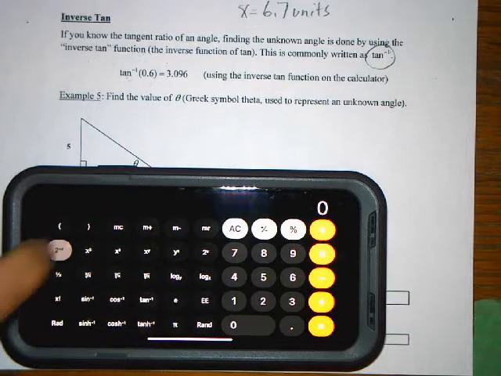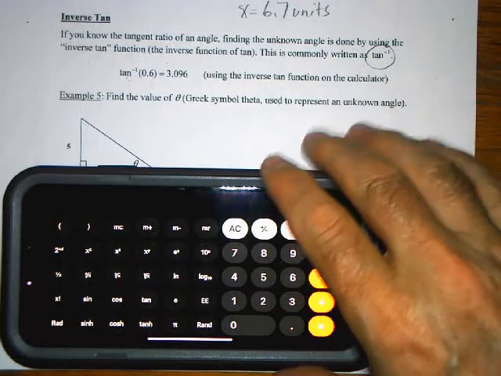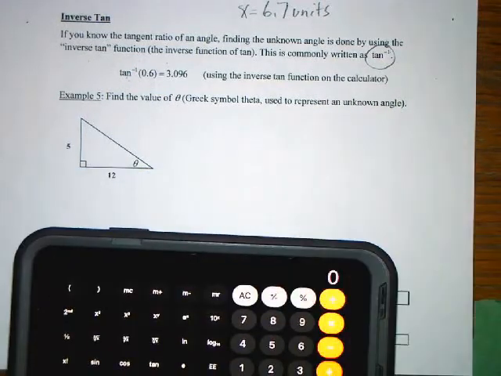If I flip it back, it goes back to tan. Okay. So let's get this going. Let's see how it works.